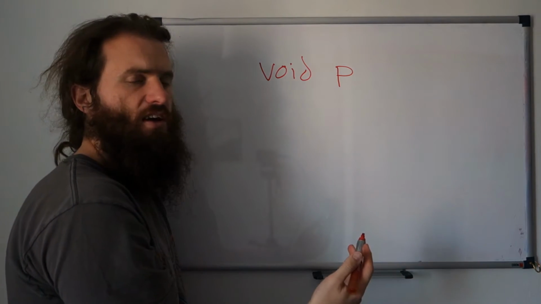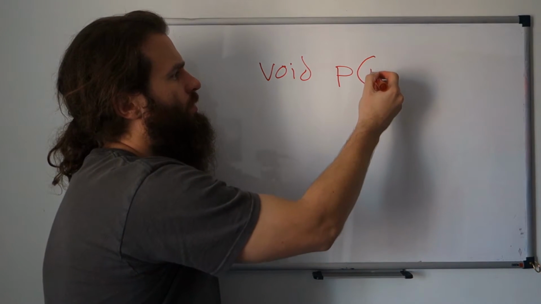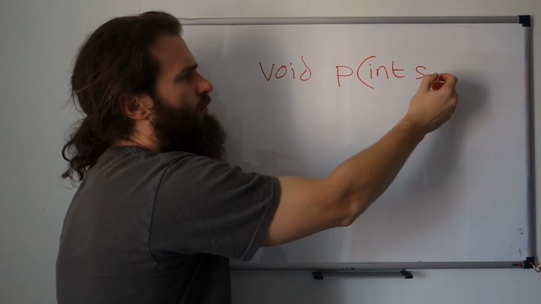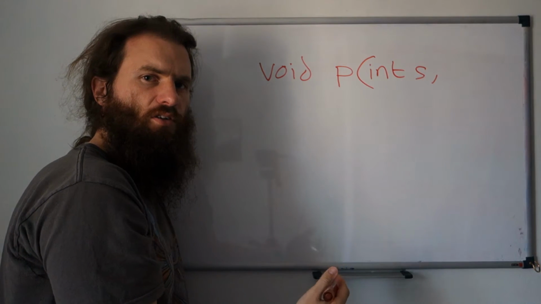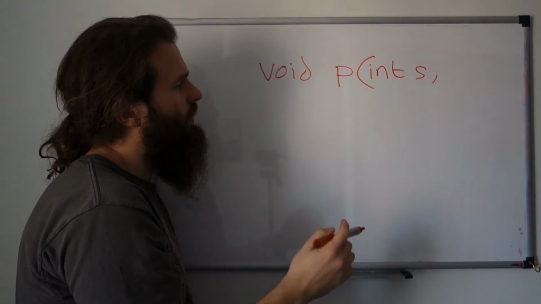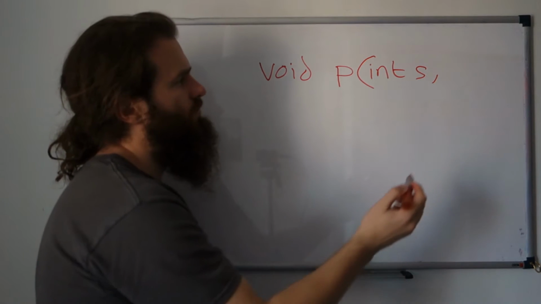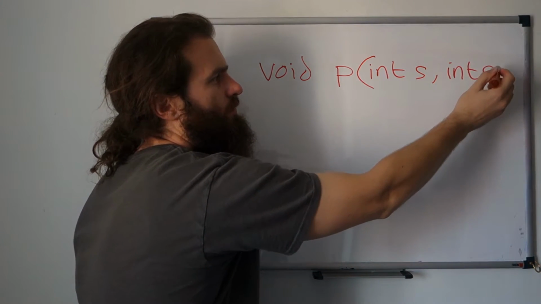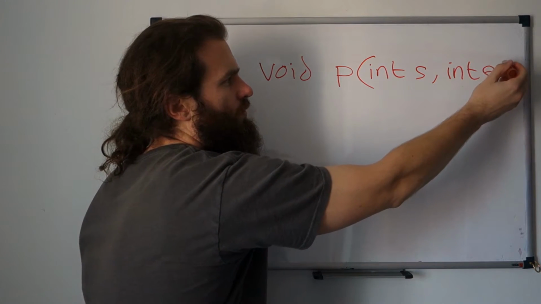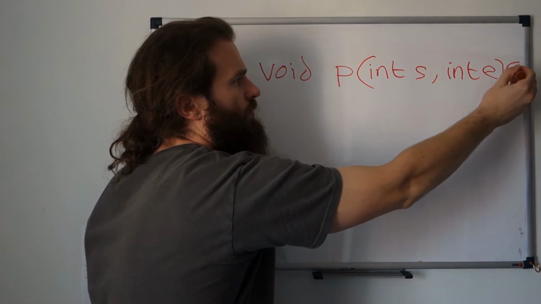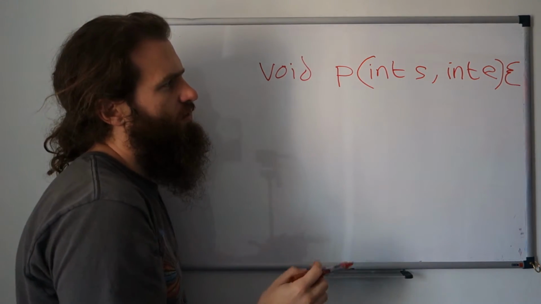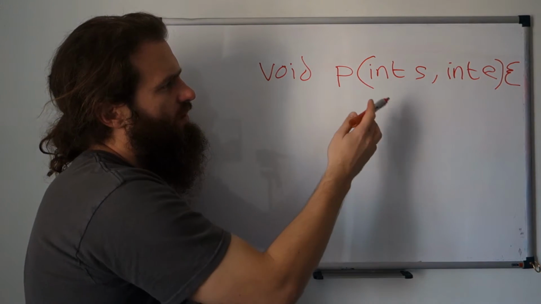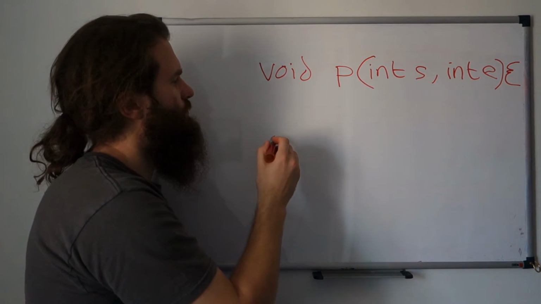And it's going to take 2 arguments. First one is an integer called s, and we put a comma. So arguments in a function declaration are separated by a comma. And our second argument is called e. So we've got int, and there's a space between int and s, obviously. s and e, so that's a start and end.